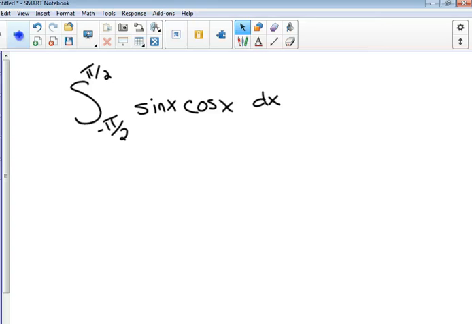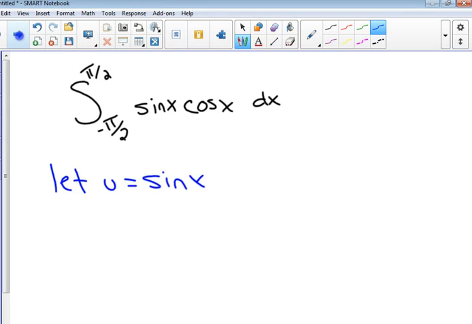So this is tough because you guys have to choose which one you want to let your u be. What I would do is look to see, when you take the derivative of one of these, the other one should be there. Well, if you let your u be sine, what would the derivative of this be?